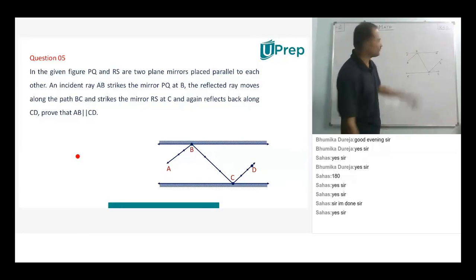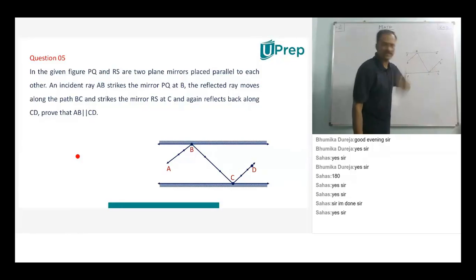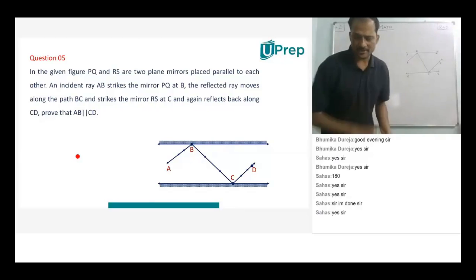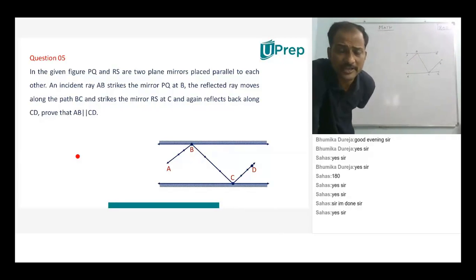Basically, what we have to do is prove that AB is parallel to CD. Can you tell me how to solve this problem? Any idea? Is the lines and angles chapter completed in school? Yes, sir. Okay, then I think you might have learned this problem.